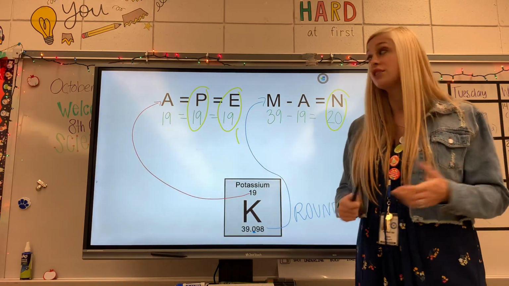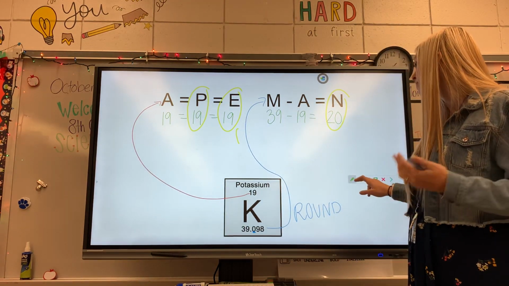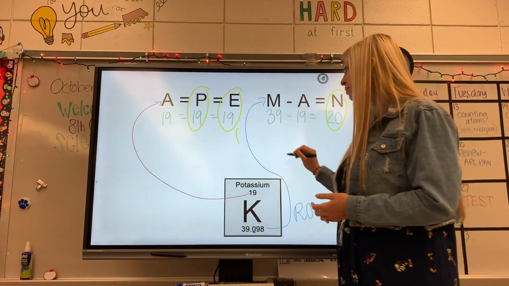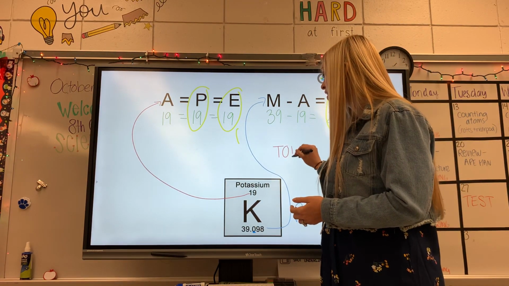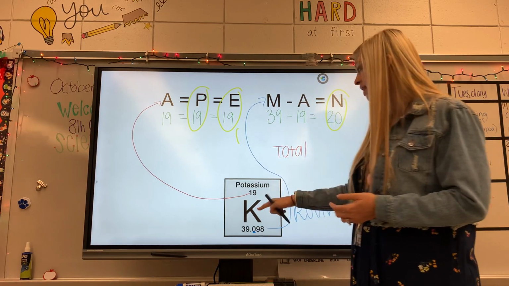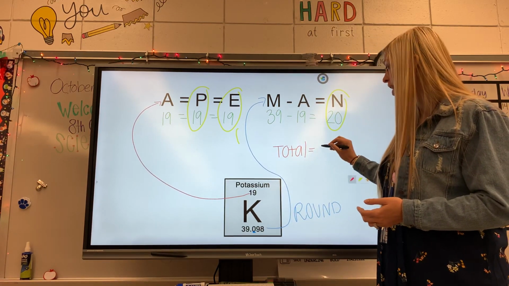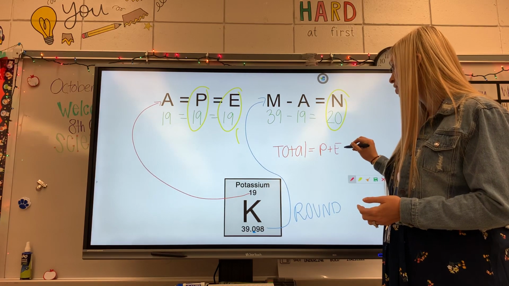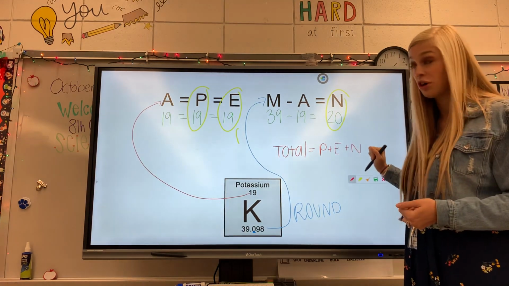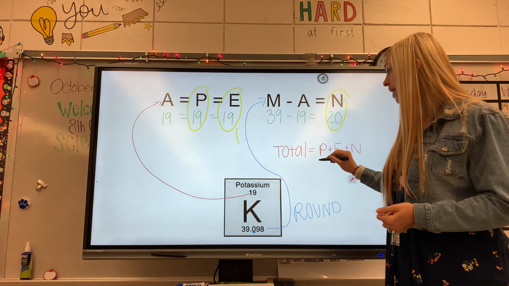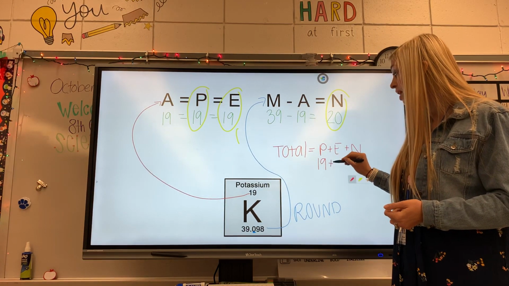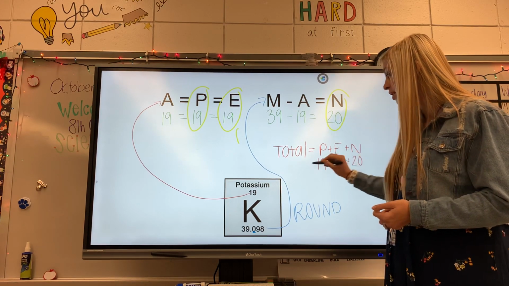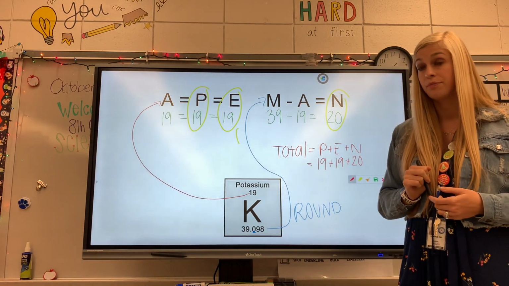What if you had a question that said, what is the total number of subatomic particles in an atom of potassium? You would need to add protons plus electrons plus neutrons. So you would need to add 19 plus 19 plus 20 to get the total.